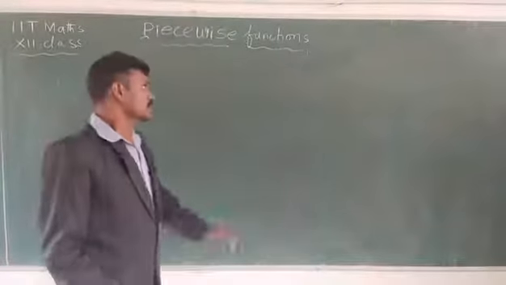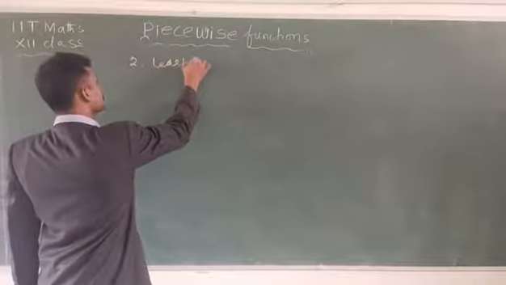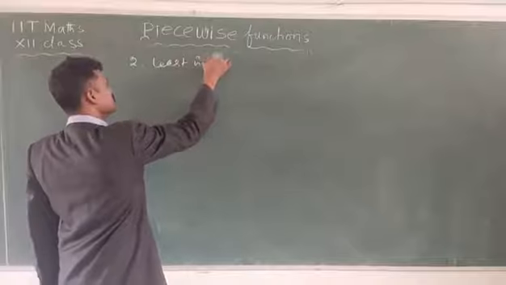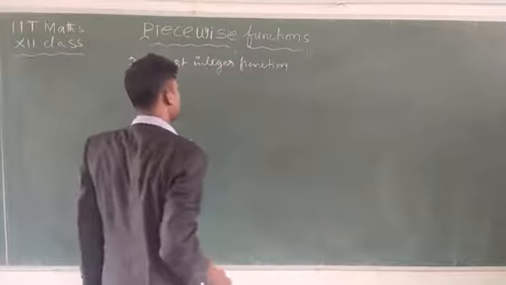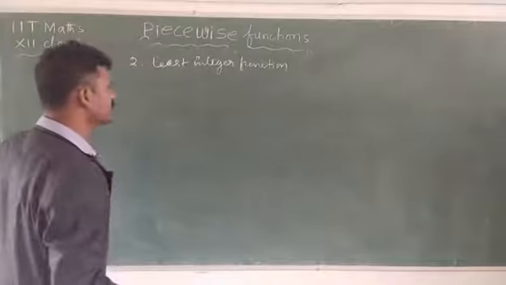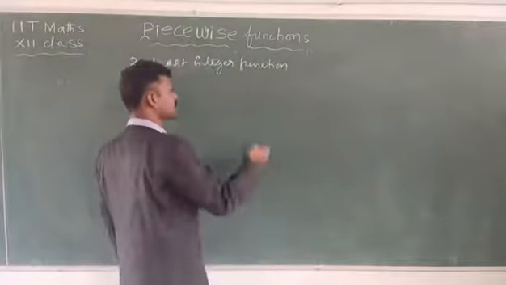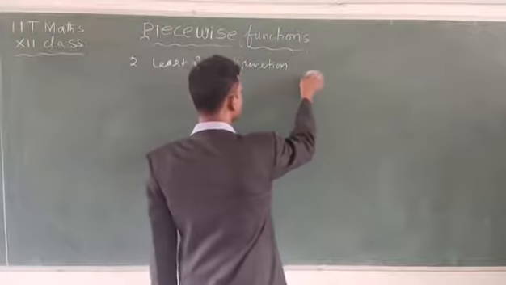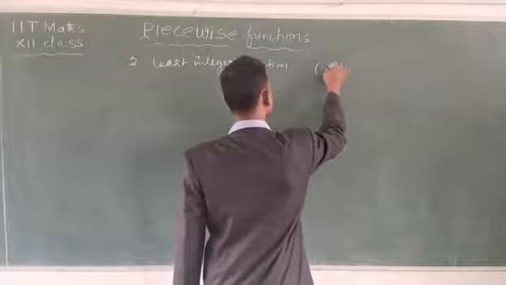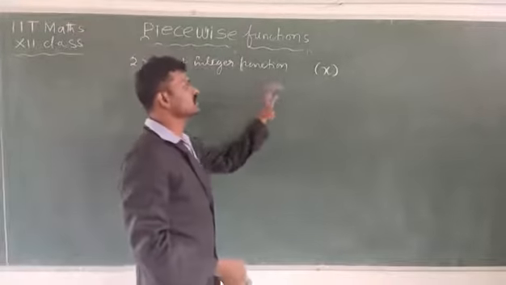Now we have to discuss the least integer function. Let f of x be said to be the least integer function. It is greater than or equal to x. This is also one type of step function, but this is the least integer function.